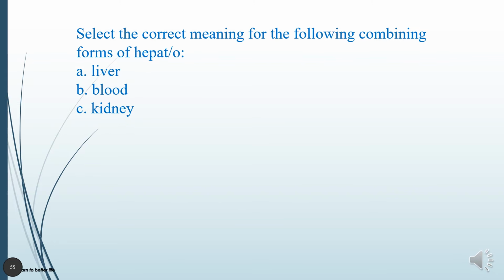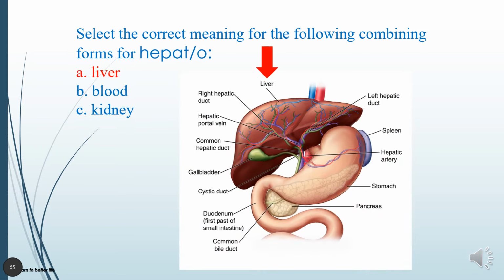Select the correct meaning for the following combining form: hepato. A. Liver. B. Blood. C. Kidney. The answer is A. Liver.